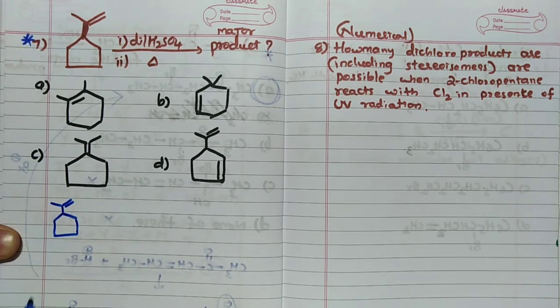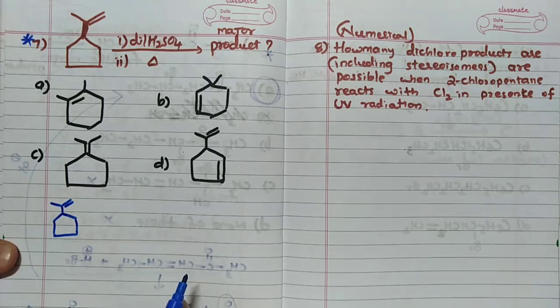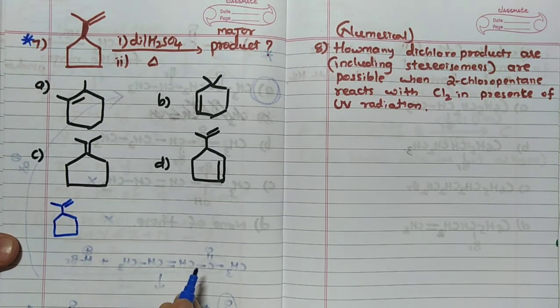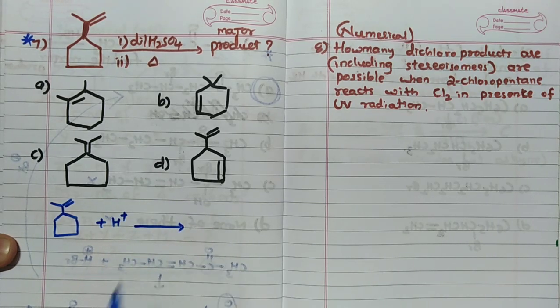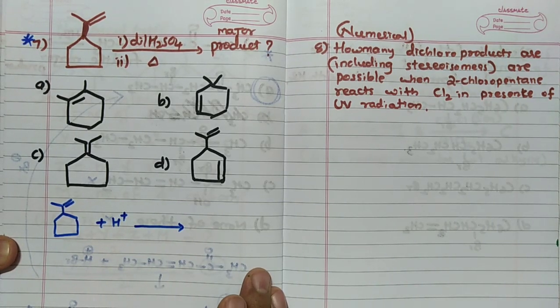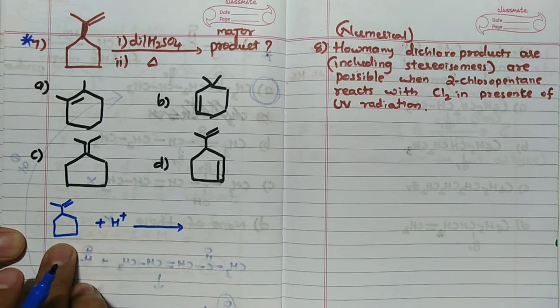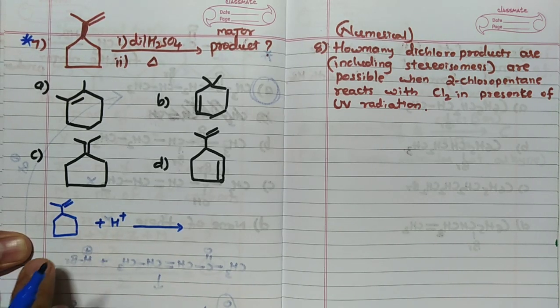Double bond is there, single bond is there. Dilute H2SO4 means, remember, it is hydration. Hydration means first what we will do? H plus. H plus we will do. Then OH minus attack. So in this particular case, when H plus is added, remember, carbocation is going to form. How is H plus going to add?